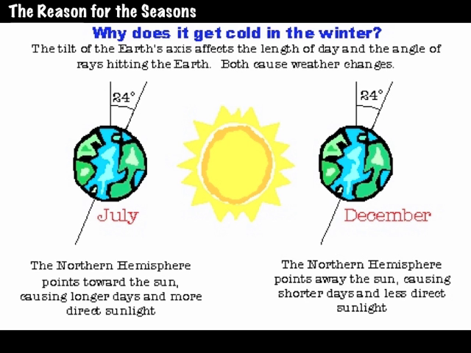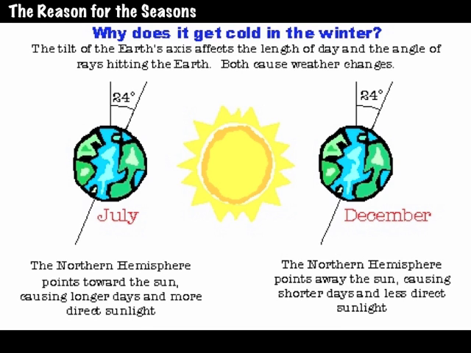Why does it get cold in the winter? Well, the tilt of the Earth's axis affects the lengths of the days and the angles of rays hitting the Earth. They both cause weather changes. So the axis tilt affects the length of the days and the angles that the rays hit the Earth. That's how it affects us.